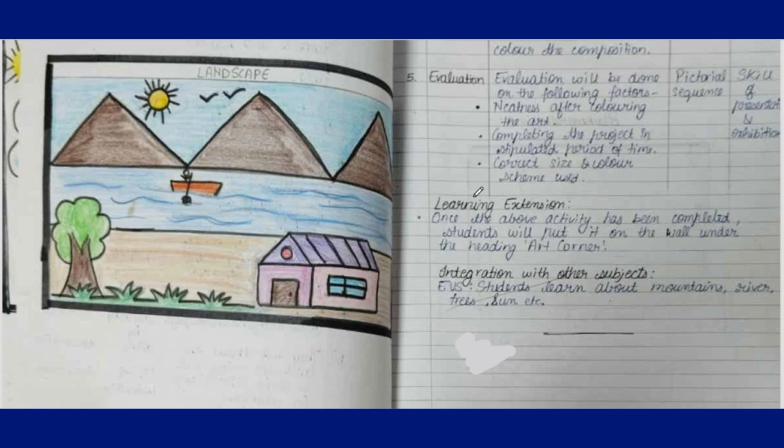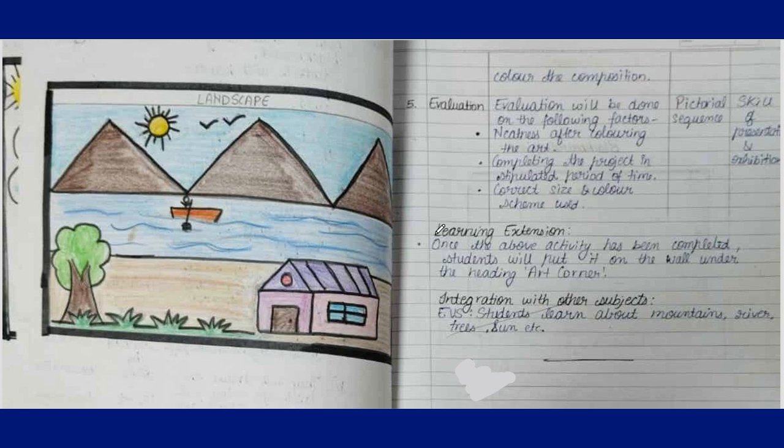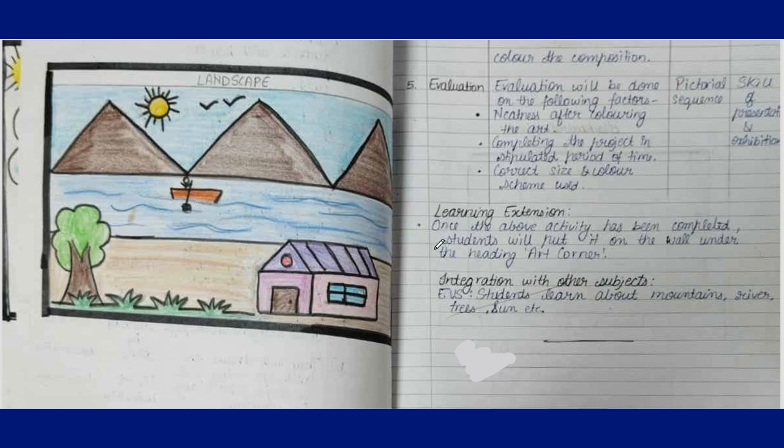In learning extension, once the above activity has been completed, students will put it on the wall under the heading Art Corner. Integration includes EVS. Students learn about mountain, river, trees, sun, etc. Here is the finished product.